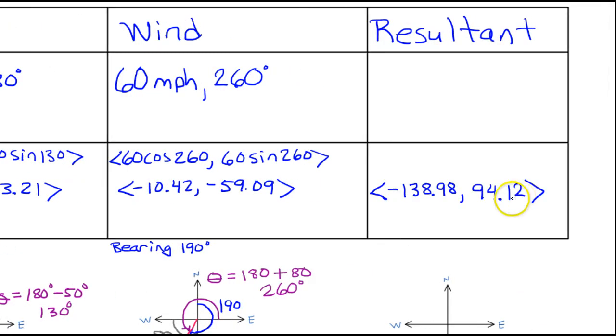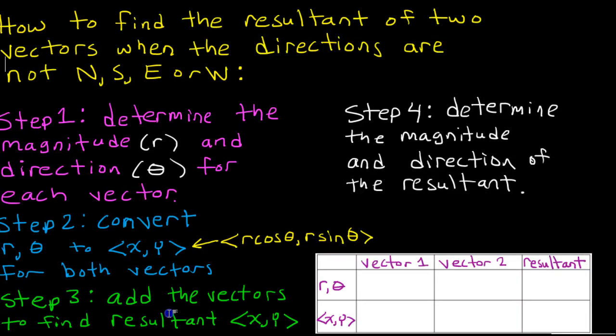I'm getting a resultant vector of negative 138.98, comma 94.12. So that's it for step 3. Now it's time for the fourth and final step. Determine the magnitude and direction of the resultant.